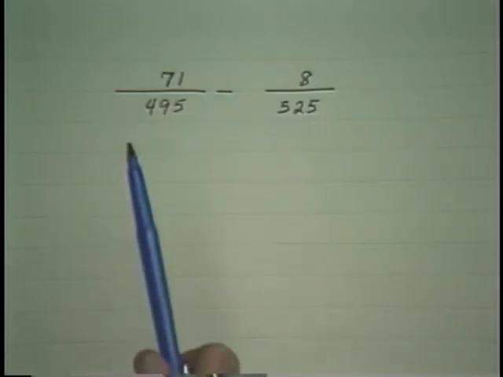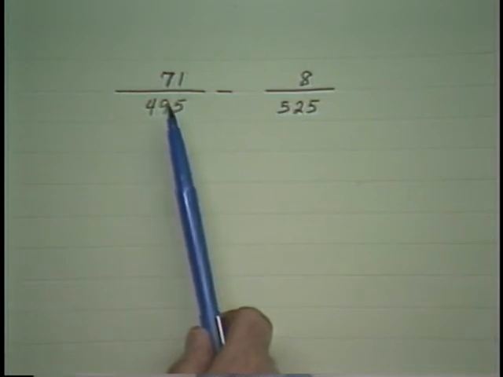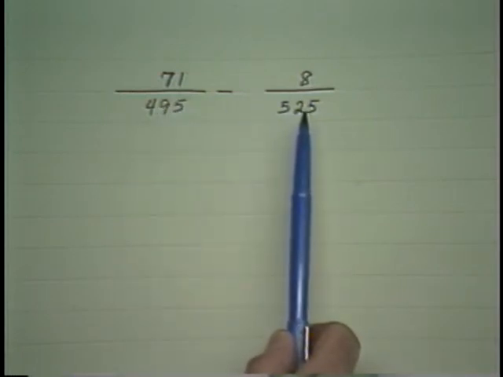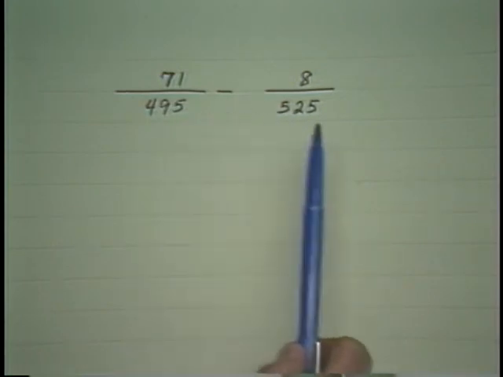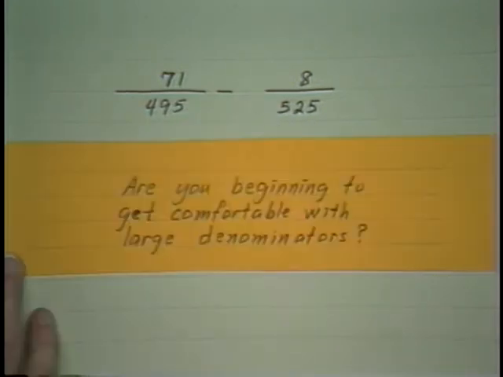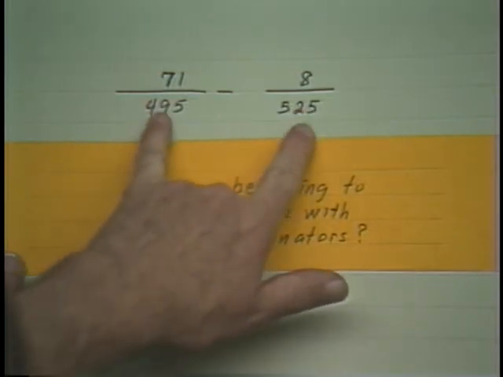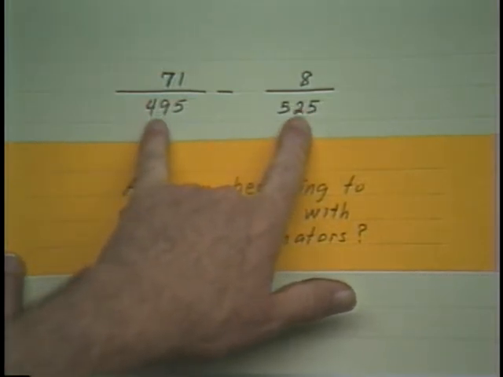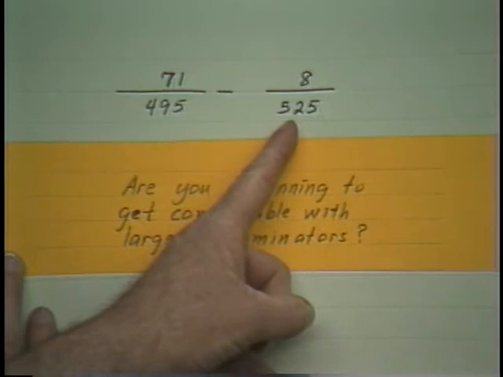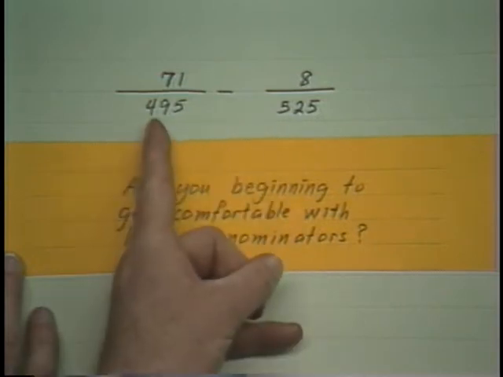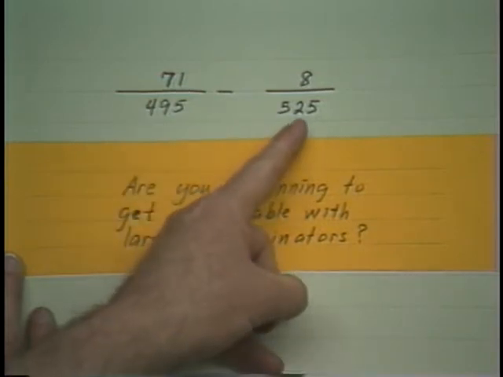And rather than stopping there, though, let's use this as an opportunity to review finding the lowest common denominator of very messy fractions. Are you beginning to get comfortable with large denominators? Can you see what we're asking for is what's the least common multiple of these two numbers? For sure it'll have to be larger than 525, perhaps very large. We're asking what's the lowest number that both of these will divide into.